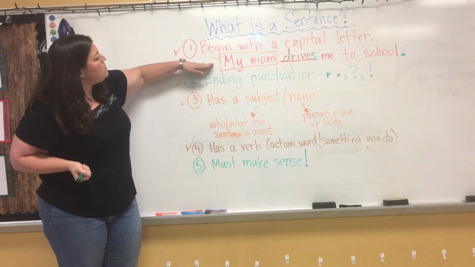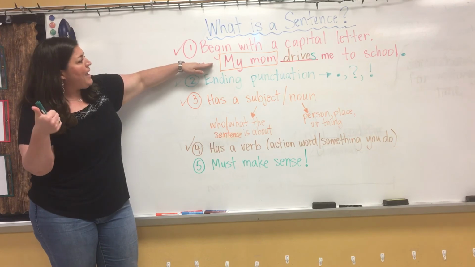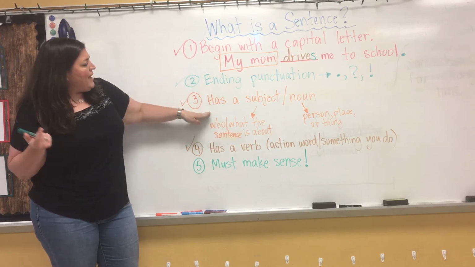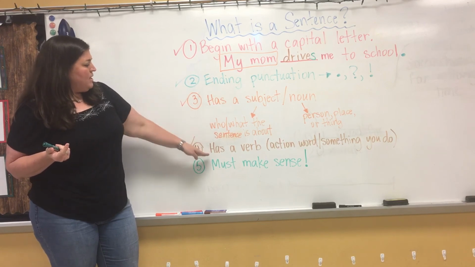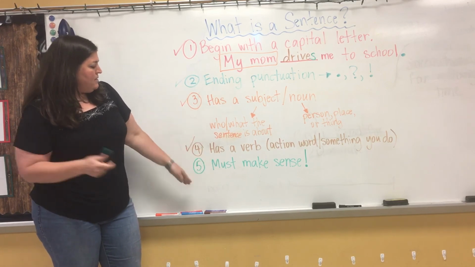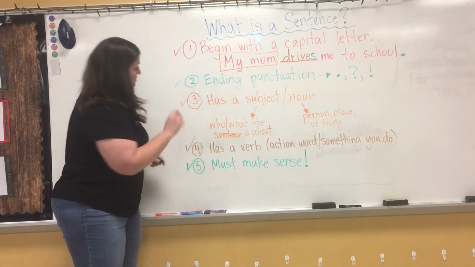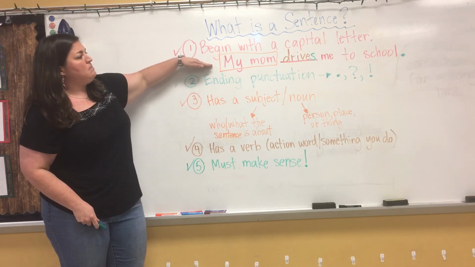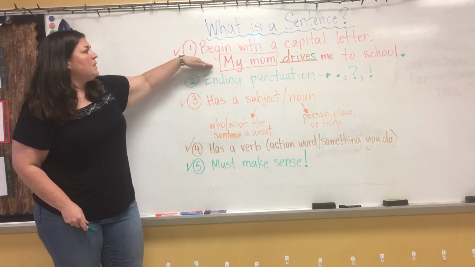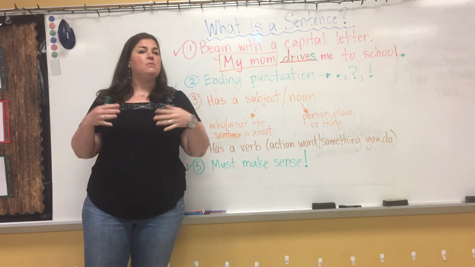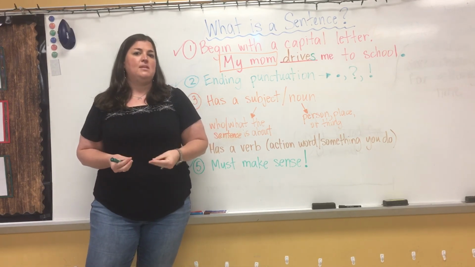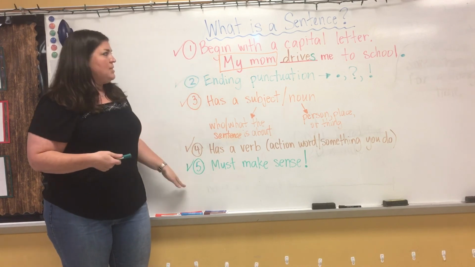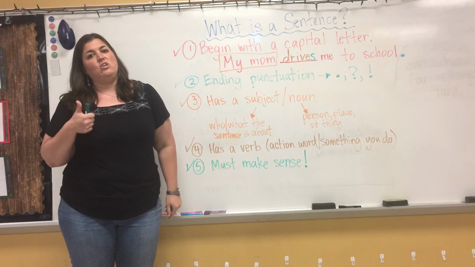Okay, so let's read this one more time. Make sure it begins with a capital. Make sure it has the correct ending punctuation. It has a subject and noun. It has a verb. And it makes sense. So this is a good sentence. My mom drives me to school. Okay, so as we go through the week, you're going to be working with a lot of different types of sentences, but always think back to this lesson and use these 5 tips to make sure you have a good sentence.